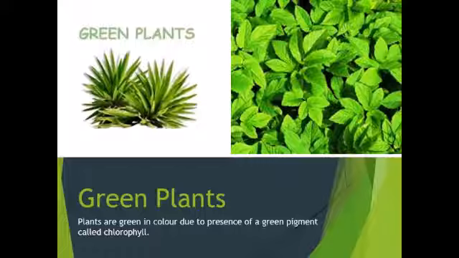You all must have seen many kinds of plants in your surroundings. Some are tall like trees and some are short like shrubs and grasses. And most of them are green in color. Do you know why they are green in color? They are green in color because of the presence of a green pigment called chlorophyll.